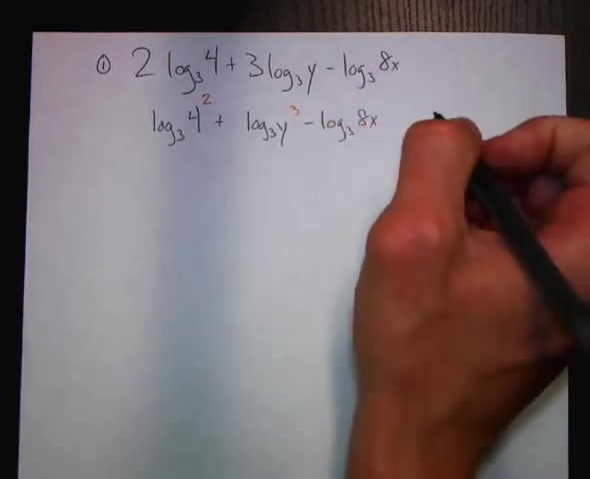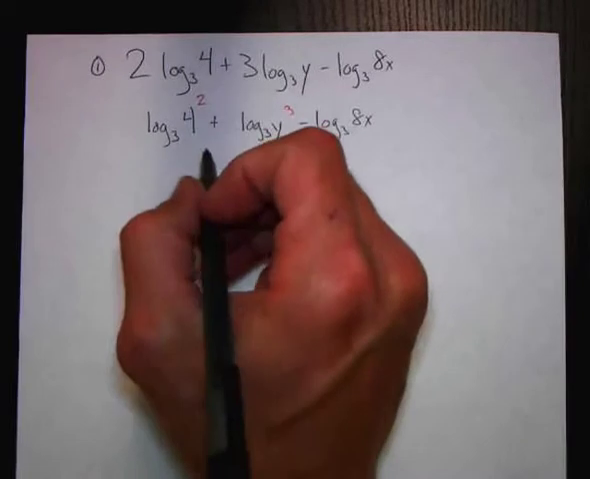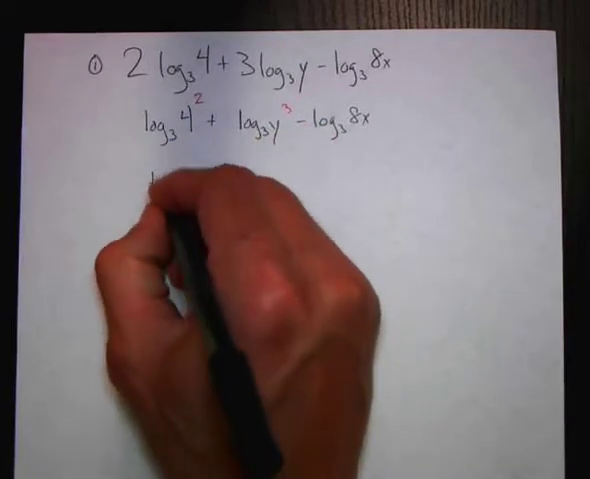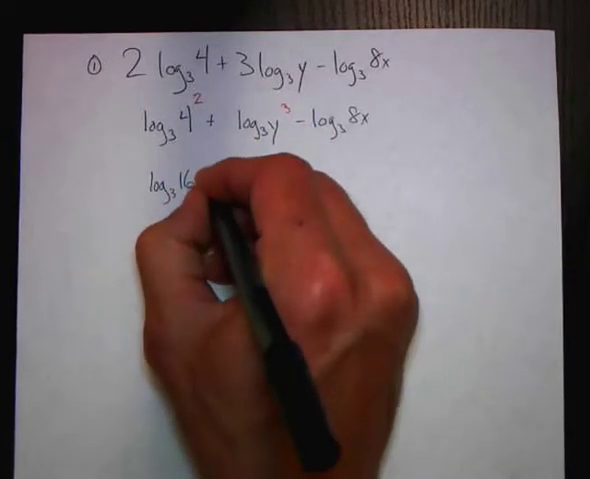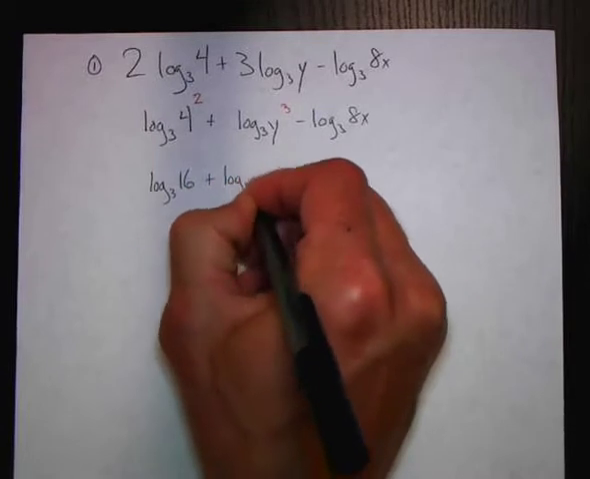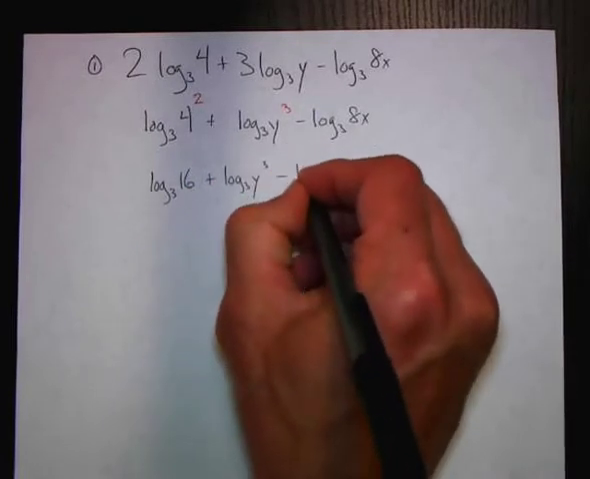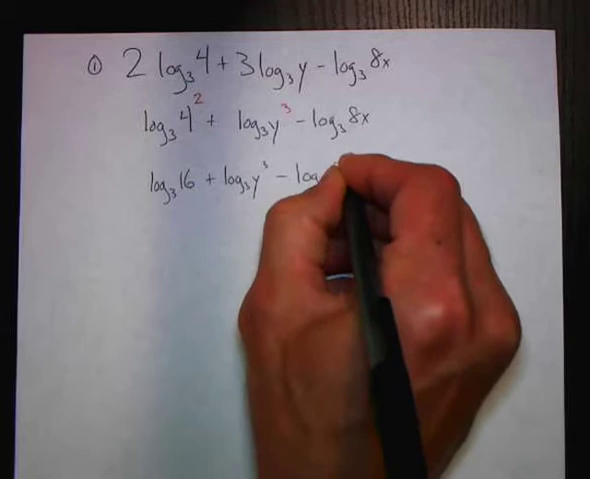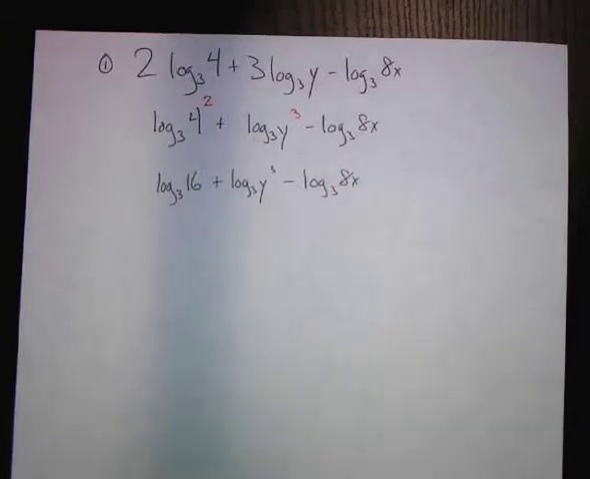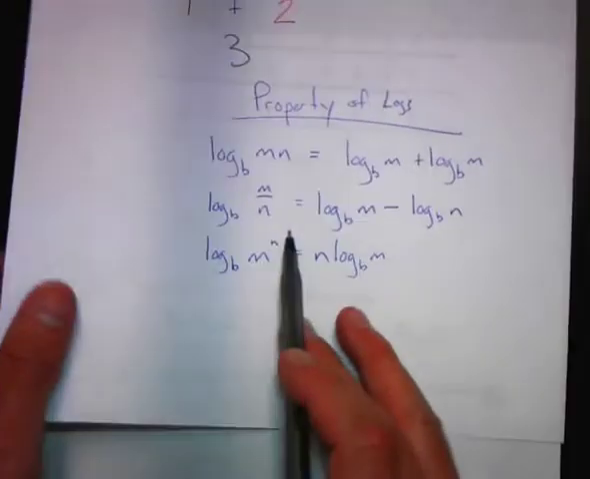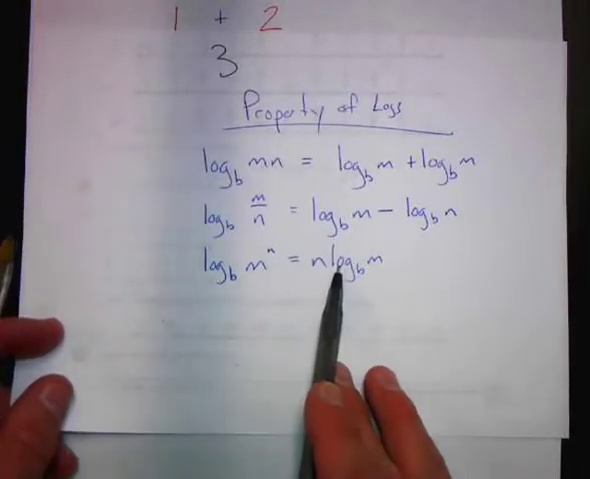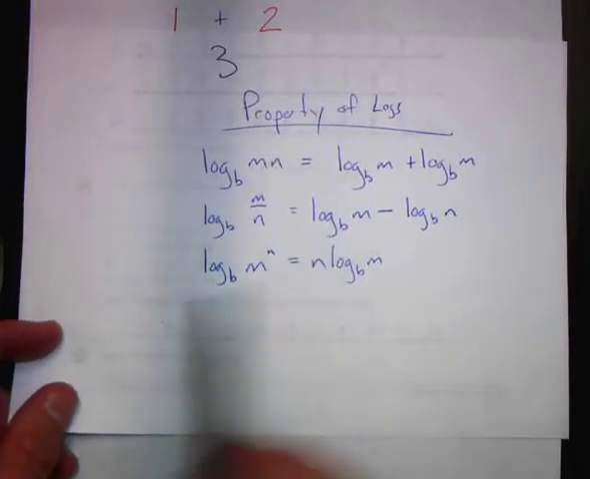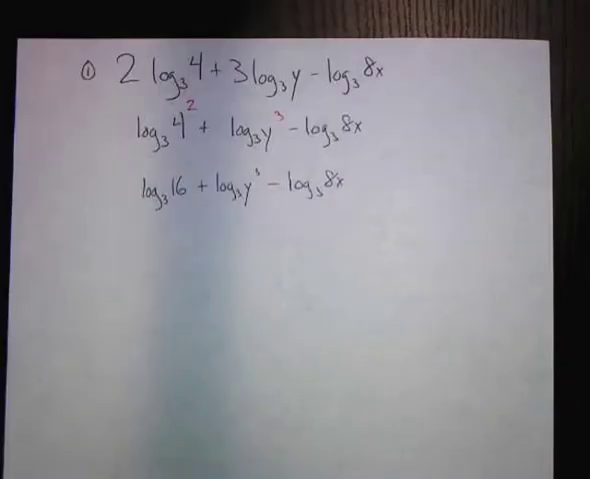And then we can start simplifying some stuff. 4 squared is 16. We can call it that. So log base 3 of 16 plus log base 3 of y cubed, and then minus log base 3 of 8x. And now what we can start doing, so we've just used basically this last property of logarithms and work backwards. We know the n is the coefficient. We can work the other way. We can work backward. And so we can do that.